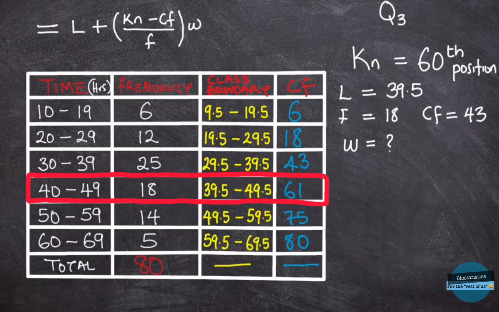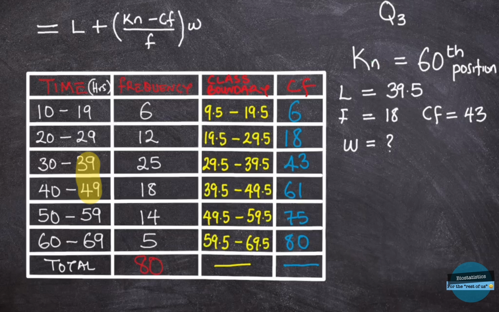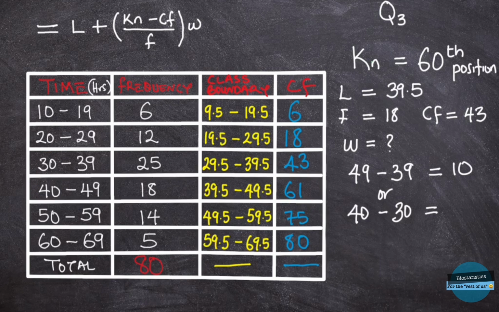Now listen carefully here too, because a lot of students also make mistakes here. Most students don't know the difference between the class interval and the class width. So they use the class interval instead of the class width. Now the class width is the difference between the upper class limit of one class and the upper class limit of the next class, or the difference between the lower class limit of one class and the lower class limit of the next class. So here we'll say 49 minus 39, which is 10, or 40 minus 30, which is 10. So our class width is 10.